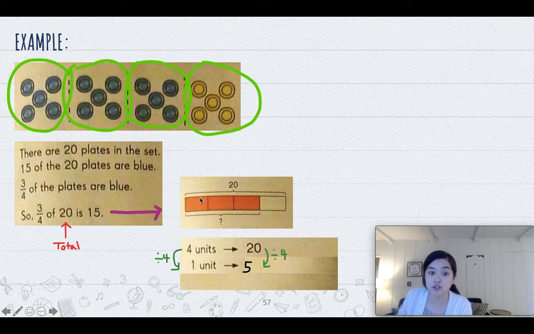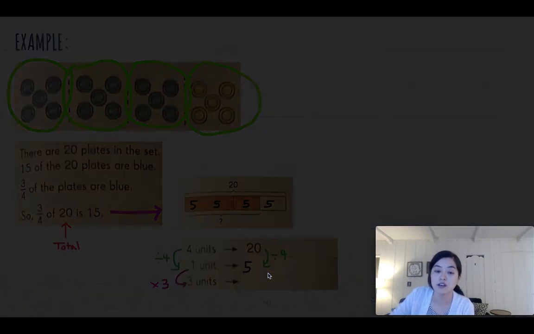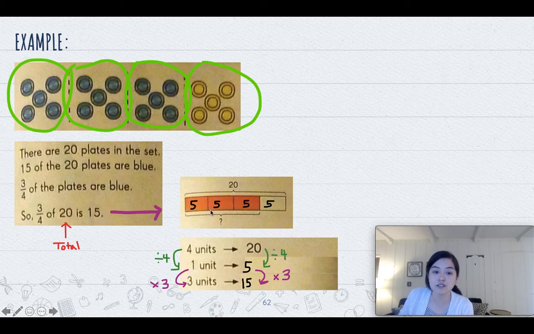And remember, a unit is one of these boxes here. Okay? So each of these boxes is 5. Now, how many are 3 units here? Okay, to get from 1 unit to 3 units, I have to multiply 1 by 3. So 1 times 3 is 3. And whatever I do on this side, I have to do it on this side. So I have to do 5 times 3, which gets me 15. So 3 units is 15.